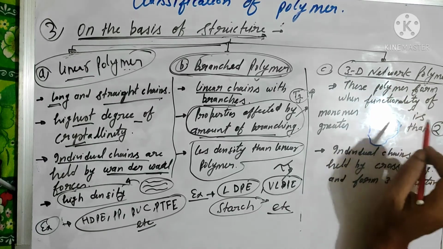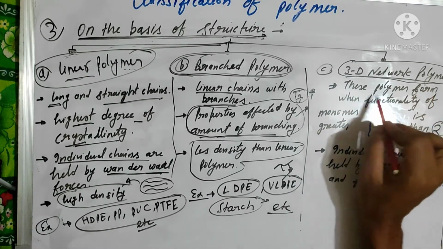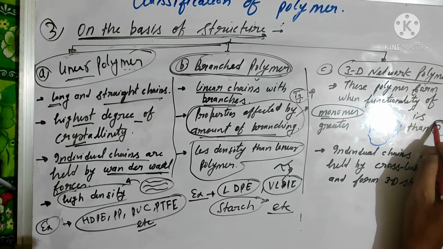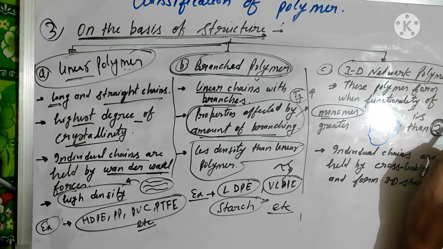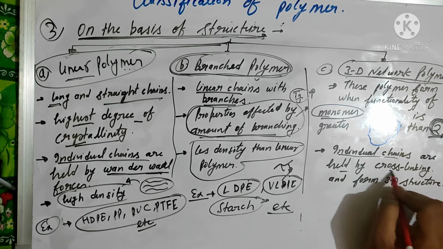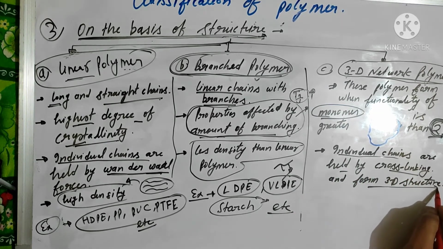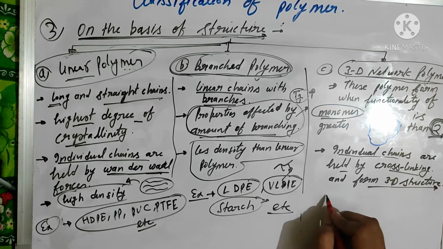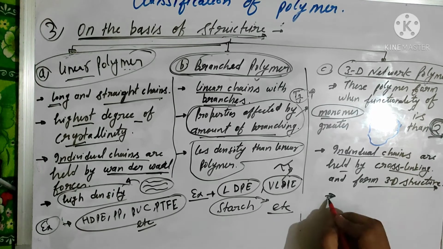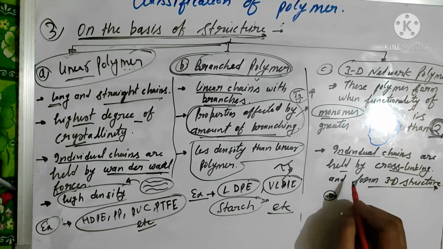3D network polymer. This polymer forms when the functionality of the monomer is greater than 2. If the functionality of the monomer is 2, then a linear or branch polymer forms. But for the 3D network or cross link, the functionality of the monomer should be greater than 2. Individual chains of this polymer are held by cross linking and form a 3D network. That's why this polymer becomes infusible, and mostly 3D network polymers come under thermosetting. Thermosetting polymer comes under this category.